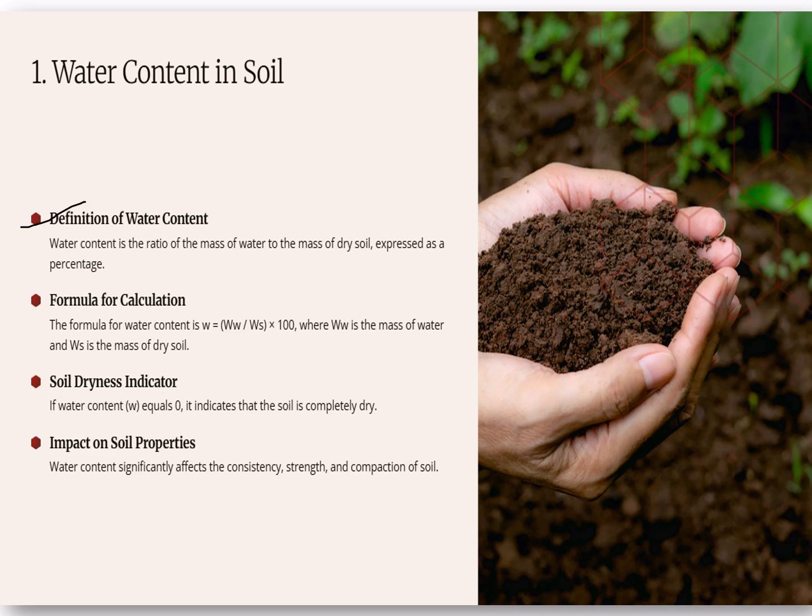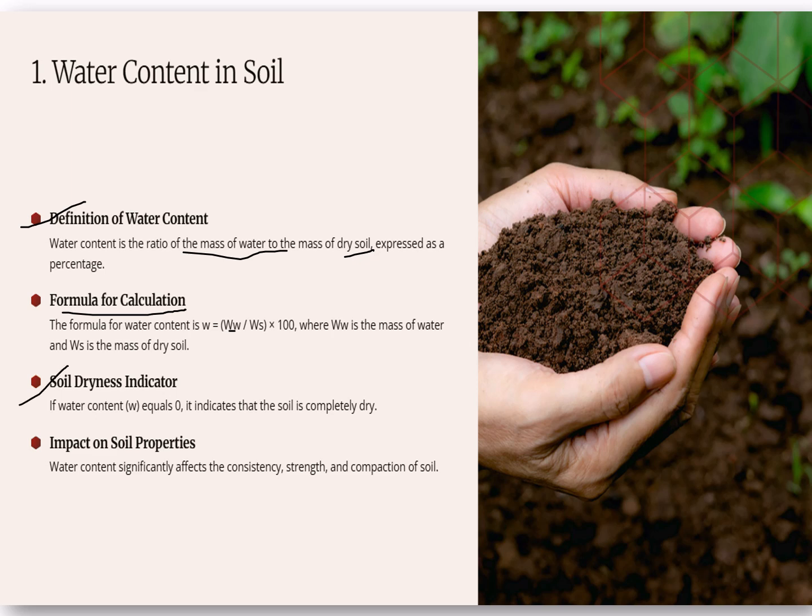So here is the definition of water content. Water content is the ratio of the mass of water to the mass of dry soil, and it is expressed in percentage. So here is the formula derived: w = Ww divided by the mass of dry soil, into 100.